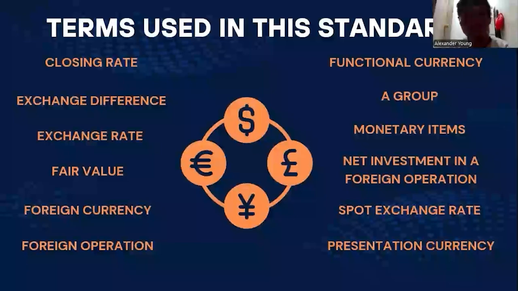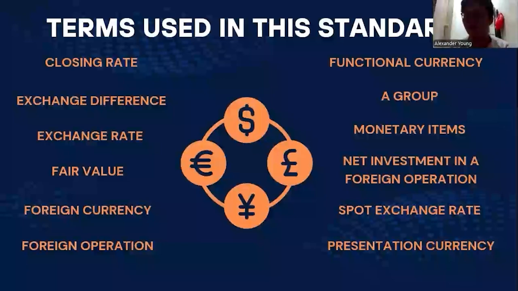Next one is the fair value. Fair value is the price that would be received to sell an asset or paid to transfer a liability in an orderly transaction between market participants at the measurement date. Next one is the foreign currency. As we know, it is the other country's currency, other than our currency or other than the local currency.